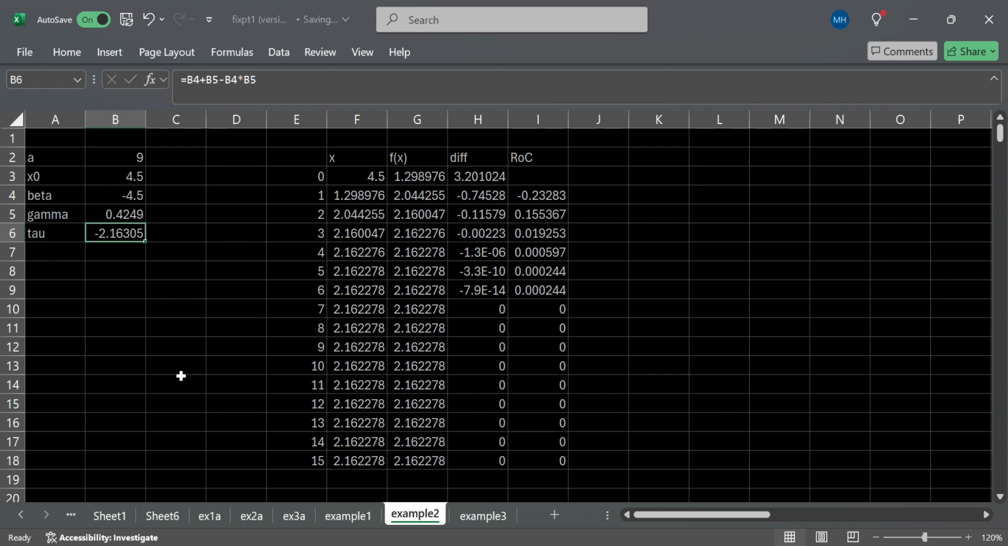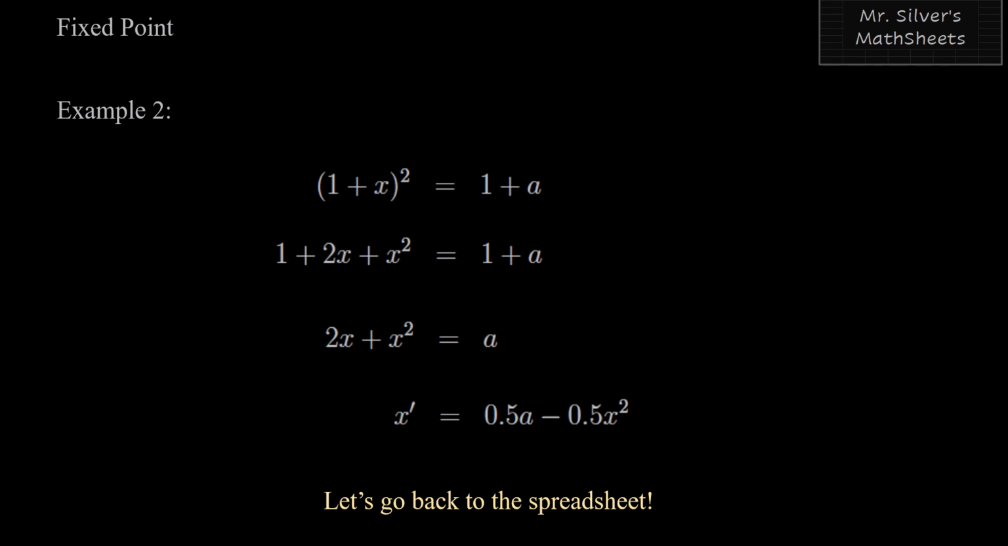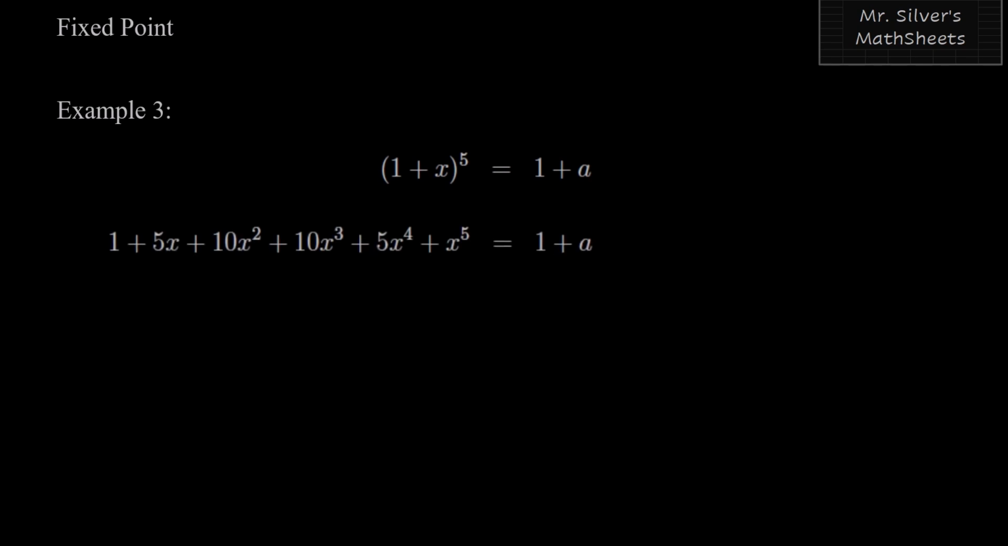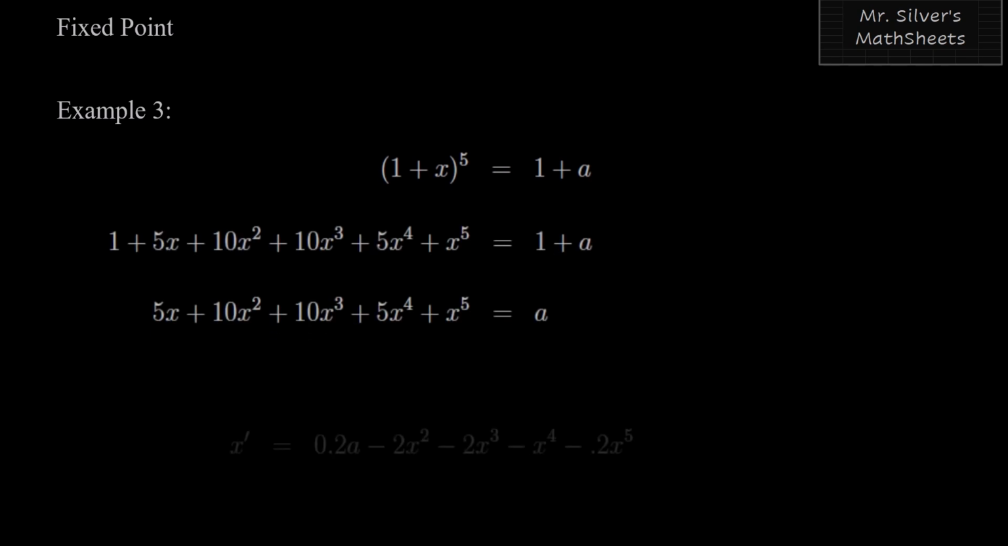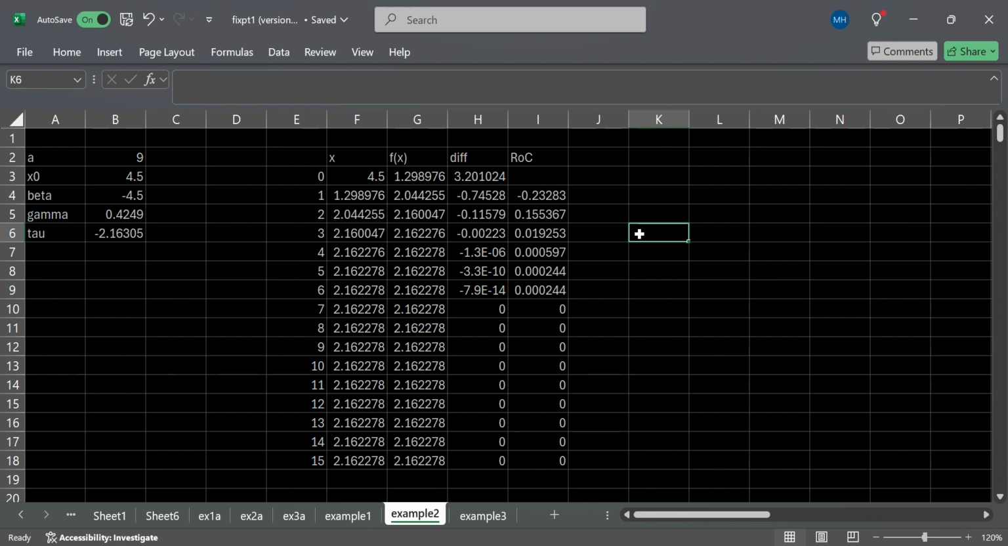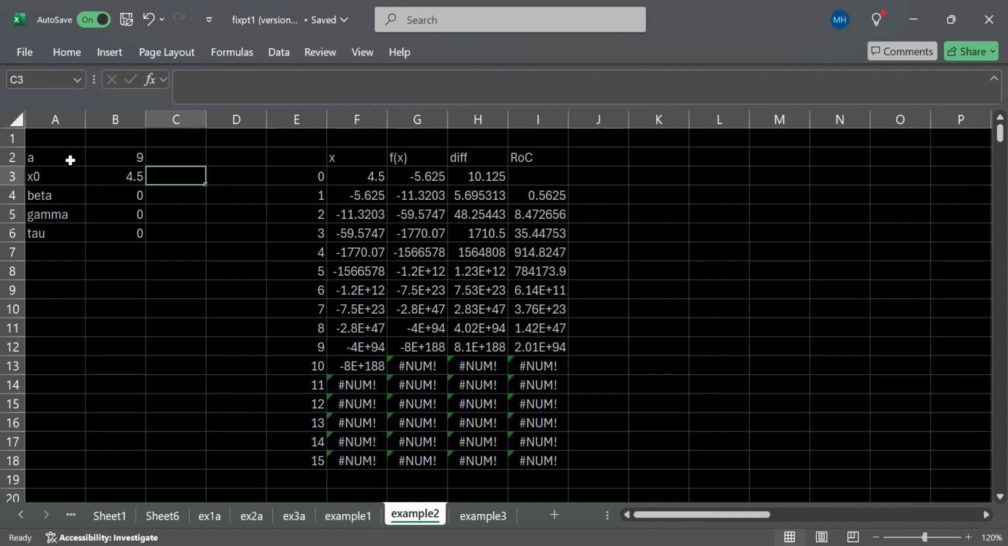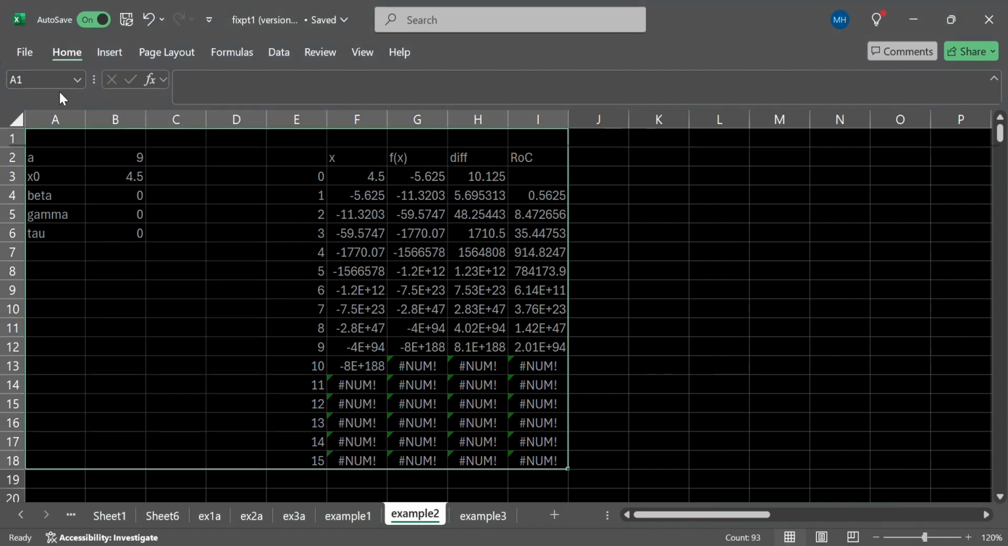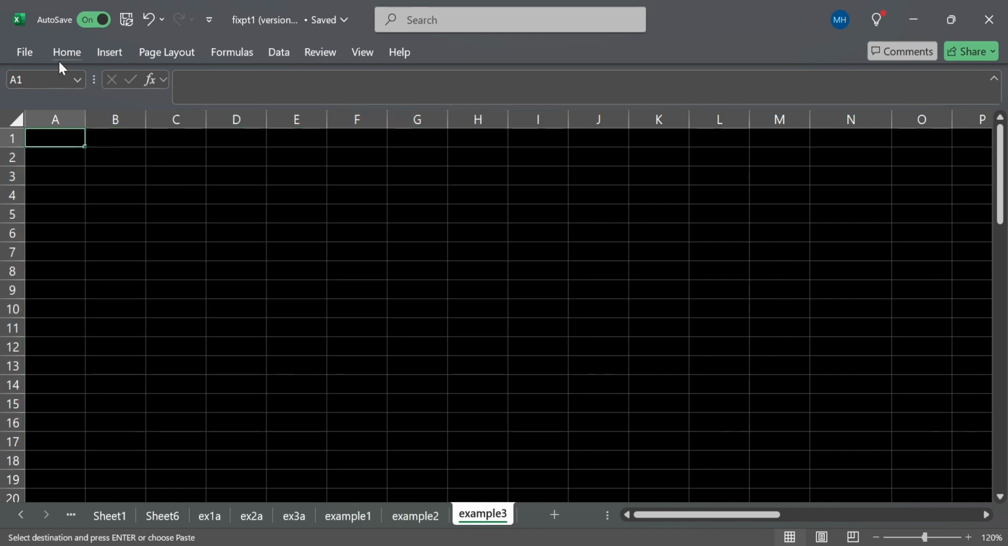All right, let's think about another example that we could do. How about changing the example to be a quintic? Same kind of idea. Solve for x. When A is small, this will work. Easy to modify the example. Let's just copy this example over and put it into a new spreadsheet.